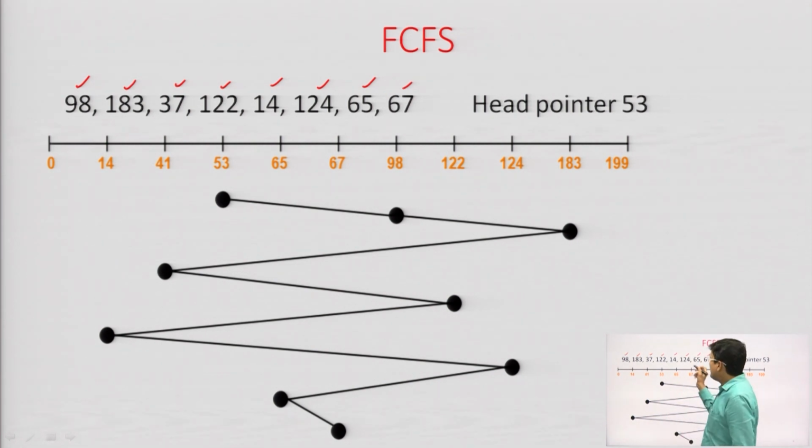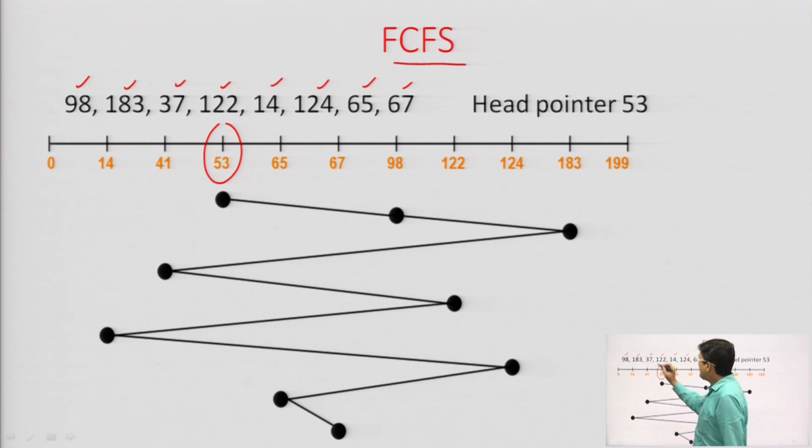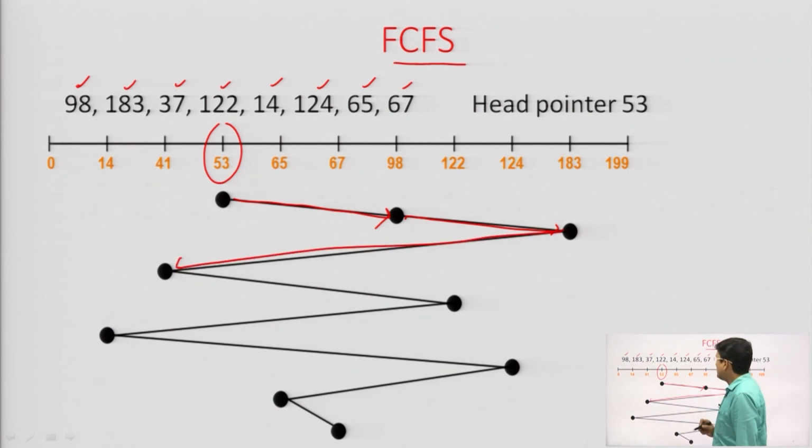Currently, if I consider that my head is at track number 53, then these requests will be satisfied as per the first come first serve scheme. 98 is the first request which has come. So, I will move from 53 to 98 first. The next request is 183, so I will move from 98 to 183. Then 37 is the next request, so the disk head will move from 183 to track number 37.